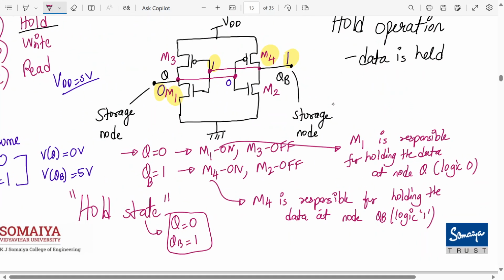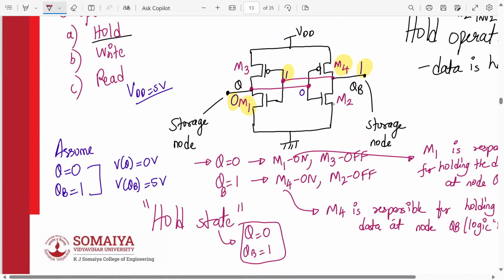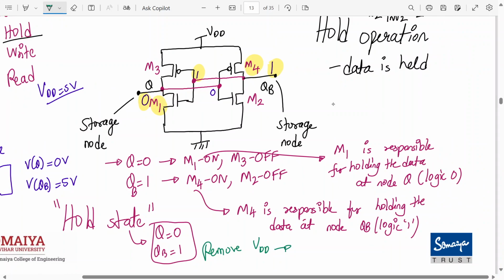So if I remove VDD over here, let's say VDD has been removed. So what will happen now? Will the data change or will the data be the same? So let's say VDD is removed. What will happen to this QB? Will it store 1 now? QB will store 1? No. If you remove VDD, your data is lost.